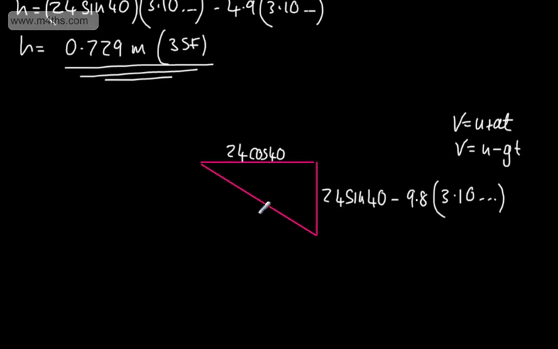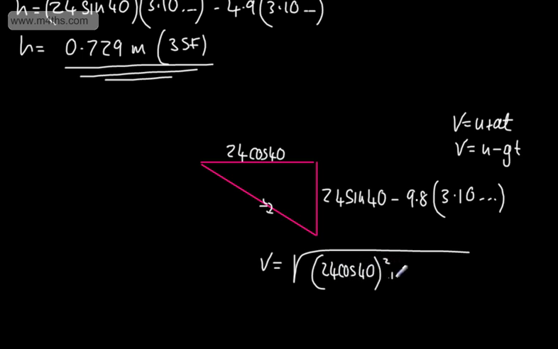So I can say that the velocity, the resultant just here, or the speed I should say, is going to be the square root of 24 cos of 40 degrees, which we need to square, plus the square of 24 sine of 40 minus 9.8 multiplied by 3.1 and so on, which we're going to square. Hopefully that makes sense. This is simple Pythagoras to find the third side of a right angle triangle.